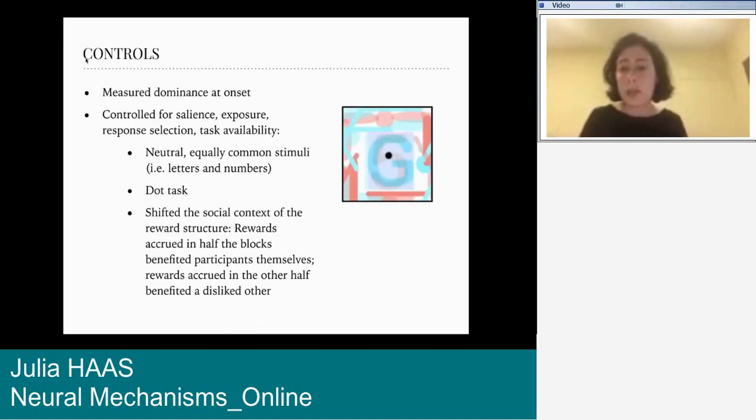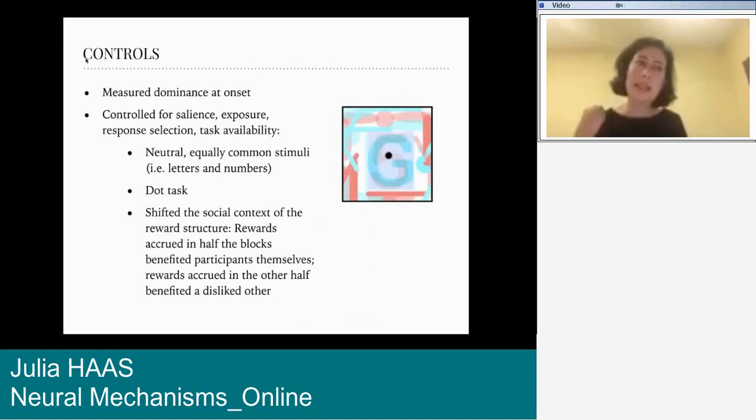The way they measured dominance here was at onset, just looking at what the first percept was. And they tried to control for factors like salience, exposure, response selection, and task availability. To control for salience, they made all of the stimuli the same. To account for exposure, in previous studies they had used things like sea creatures versus domestic animals, and the idea was, well, maybe domestic animals are more familiar to most participants. So here they decided to simply use numbers and letters, which should be equally familiar to everyone.